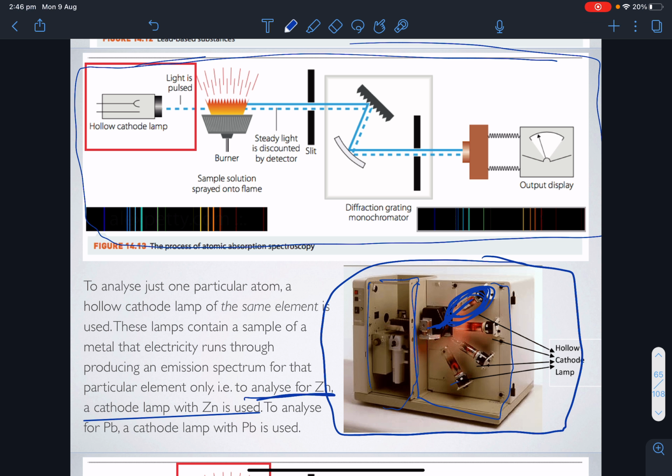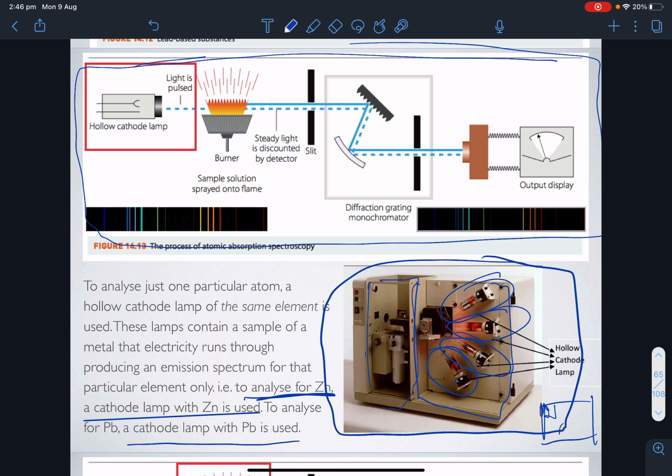If we want to analyze for lead, we'll use a hollow cathode lamp with a lead filament. Okay, so when you look at the machine, most modern ones have multiples of these lamps that you can put in. This one here's got 4 that you can switch between without removing the lamp. But alongside each of those machines, there's a whole lot of boxes with lamps in them.